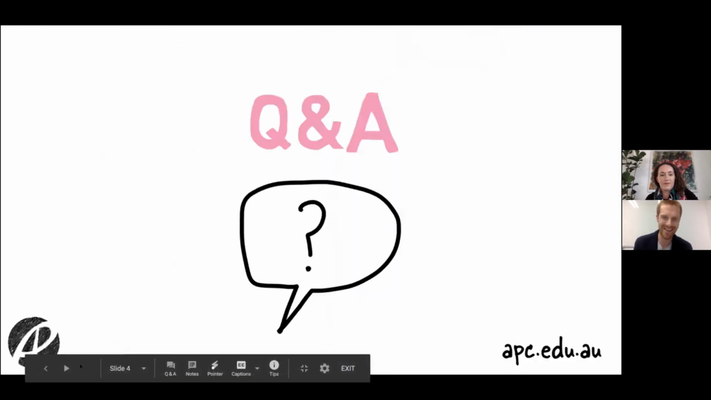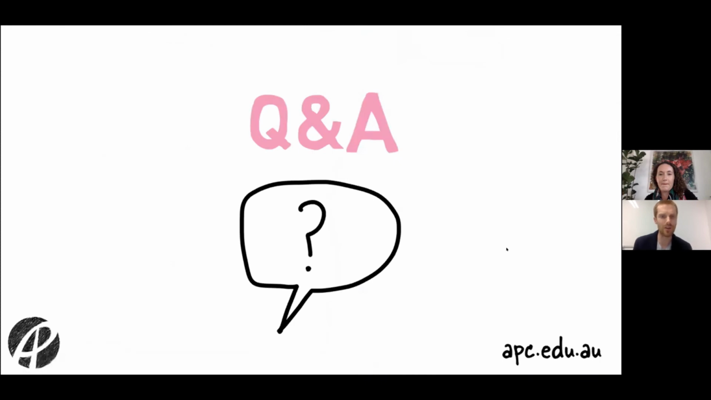Yeah, sure. So the first question is, could you quickly go over again the process for cutting the image of the girl in Photoshop so you could put her behind or in front of the text?